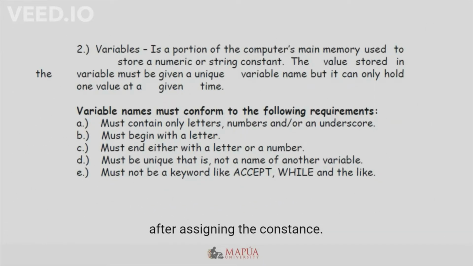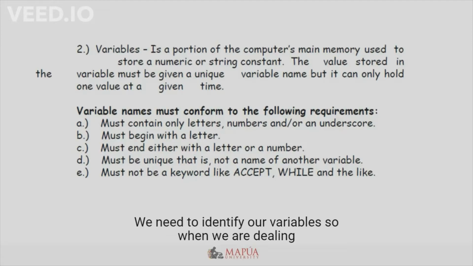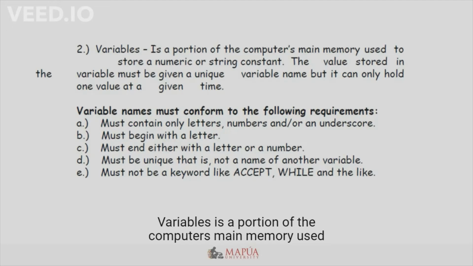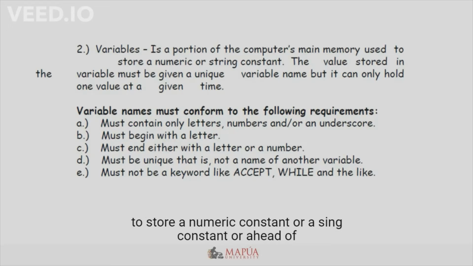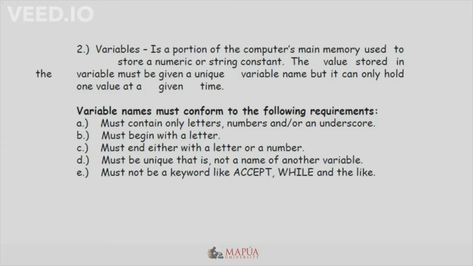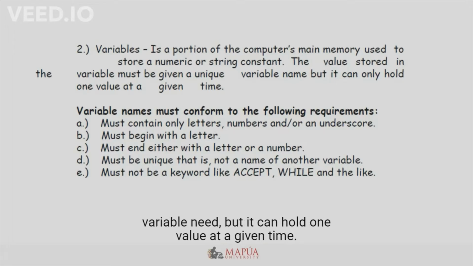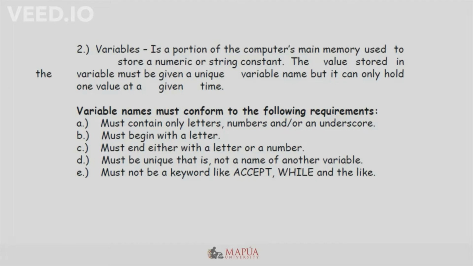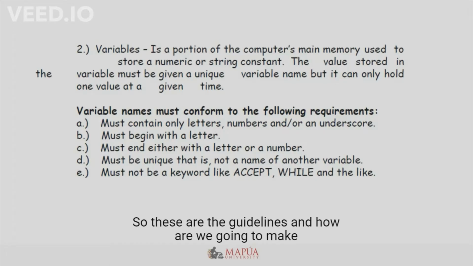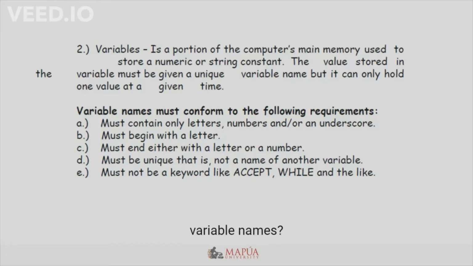After assigning the constants, we need to identify our variables. A variable is a portion of the computer's main memory used to store a numeric constant, a string constant, or a character constant. The value stored in the variable must be given a unique variable name, but it can hold only one value at a given time. So these are the guidelines on how we are going to make variable names.